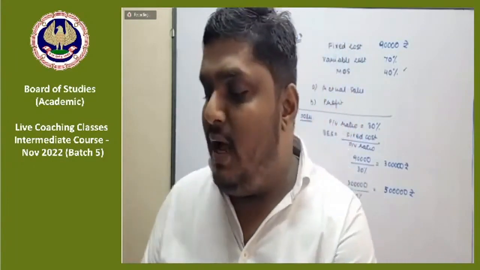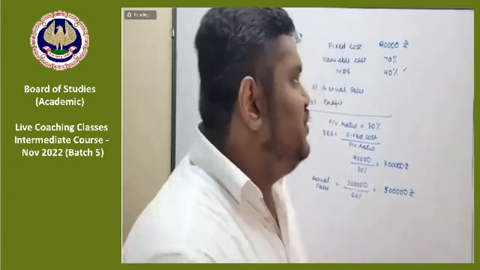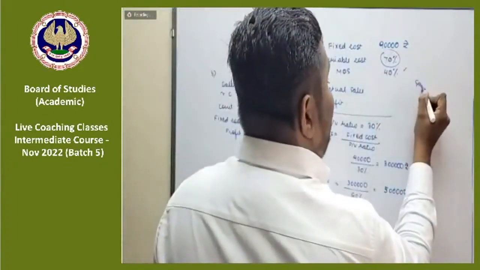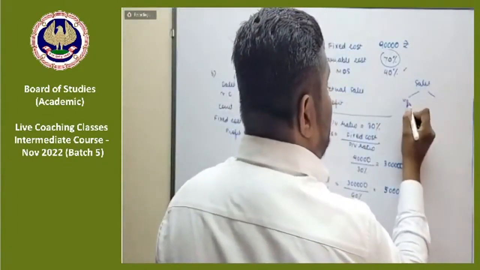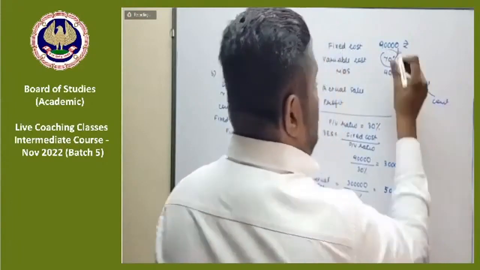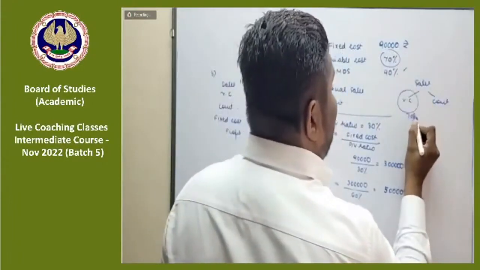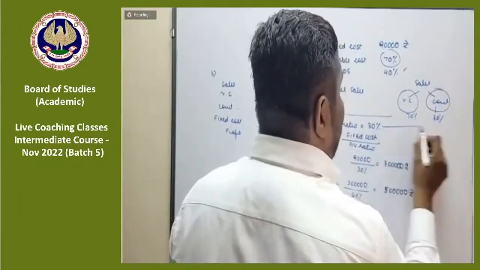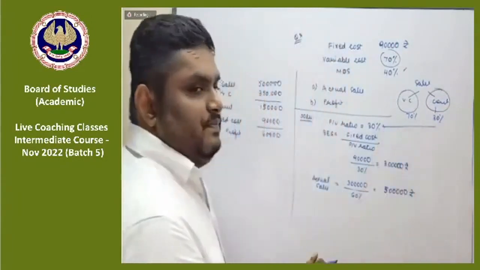Siddhapa Kamble, sir, how did you calculate PV ratio? Herein, my dear, as I told you, sales can be divided in 2 parts, that is variable cost and contribution. So if variable cost is 70% of sales, the contribution will be 30% of the sales, and that is what my PV ratio is.